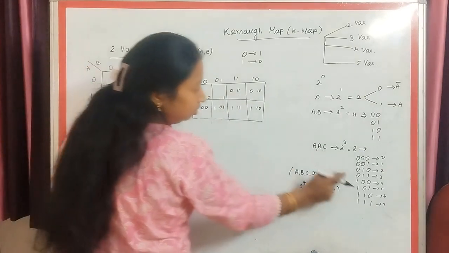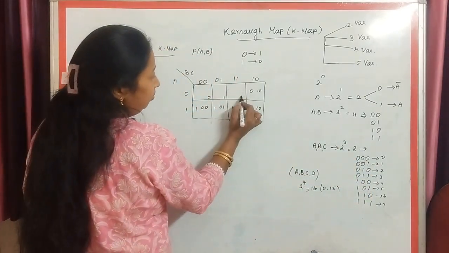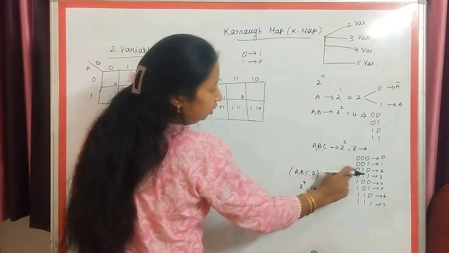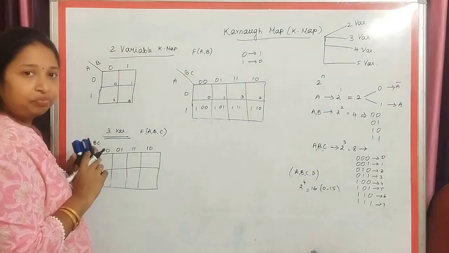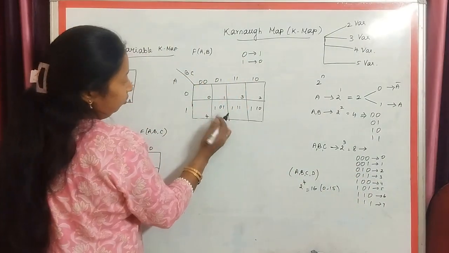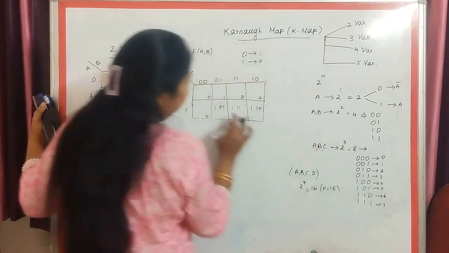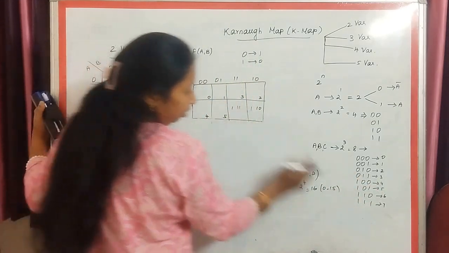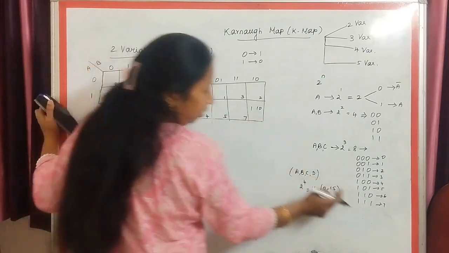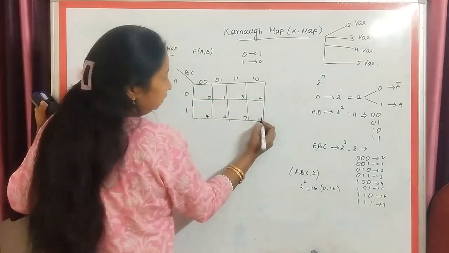For 0, 1, 1, it is 3. So, I'll be mentioning 3 here. For 0, 1, 0, it is 2. 1, 0, 0, it is 4. 1, 0, 1, it is 5. 1, 1, 1, all 3 ones, it is number 7, and 1, 1, 0, it is number 6.